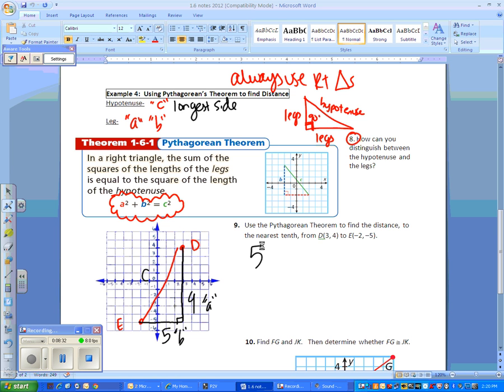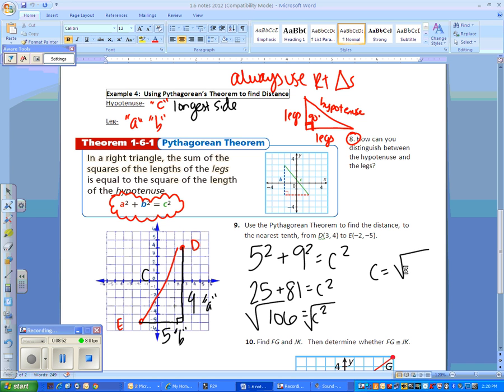Okay, so then you're going to go 5 squared plus 9 squared equals C squared. 5 squared, 5 times 5 is 25. 9 times 9 is 81. Add those up, and I think you get 106. And I don't care about c squared. To get rid of the c squared, you square root. For now, leave it as radical 106.